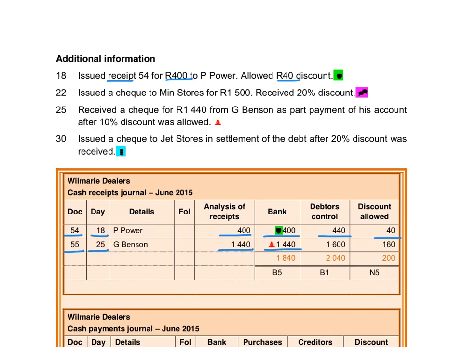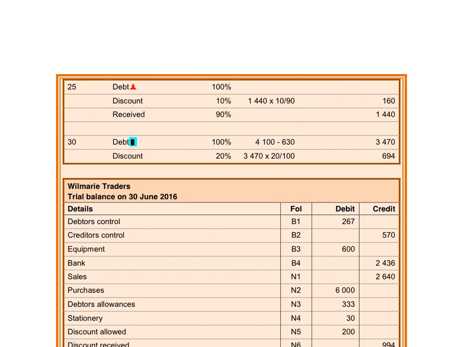And then we have to go and do a calculation to determine what is the discount. Now remember, the amount received is 1,440. That is after 10% discount. So we didn't receive the total 100% of the debt. We only received 90%. If we received the total debt, we would receive 100%. We allow 10% discount, so we actually receive 90% of the debt. They gave us the amount received, so this 90% equals 1,440.